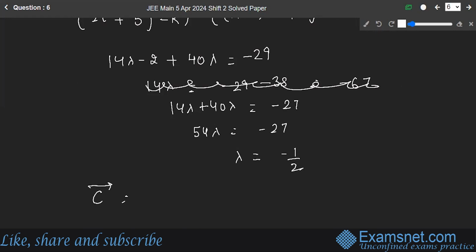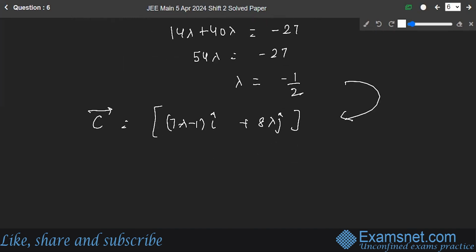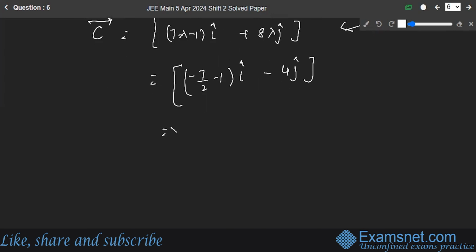So what does your C vector now become? C vector was your 7 lambda minus 1 I plus 8 lambda J. So if I fill the lambda value in this equation, you will have minus 7 by 2 minus 1 I minus 4 J, or this will be minus 9 by 2 I minus 4 J.